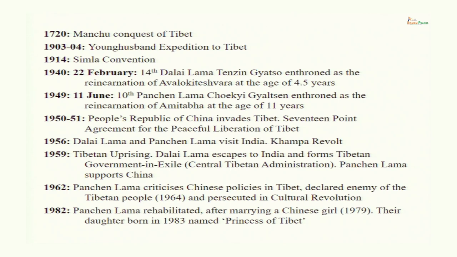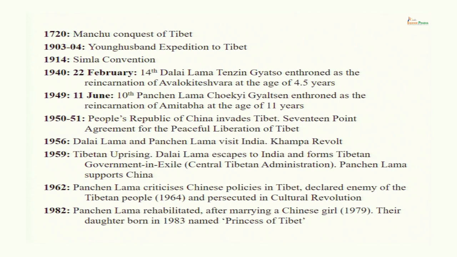Similarly, the Panchen Lama is known as the reincarnation of Amitabha. Amitabha, or Amitabh we will say in Hindi, is also another bodhisattva who actually created a heaven. So, there is a Pure Land Buddhism sect. The Pure Land heaven was created by Amitabha so that ordinary people could go and enjoy in this heaven for many years. So, the 10th Panchen Lama was enthroned in 1949 and then he joined the communists in the invasion of Tibet.